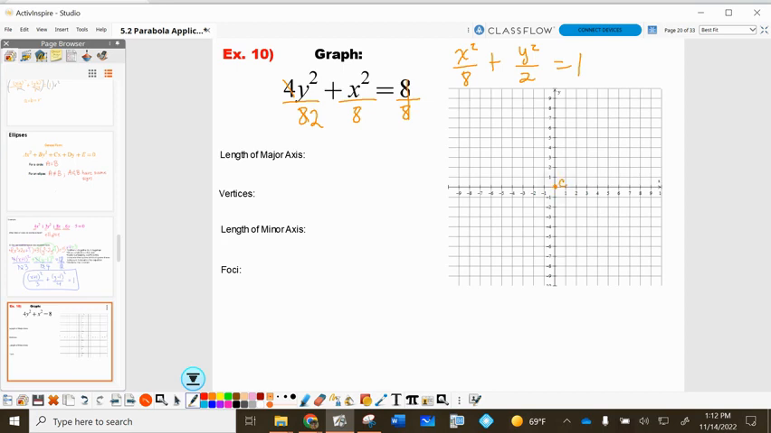The length of the major axis, the bigger number, is 8, but that's a squared. So a squared is 8. So I'll do the square root of that. So a equals the square root of 8, which is 2 times the square root of 2. Okay. Now, the length of the major axis is always 2a. So that's going to be 2 times 2 times the square root of 2, which is 4 times the square root of 2. Okay. Where are my vertices? Well, they're a units out.